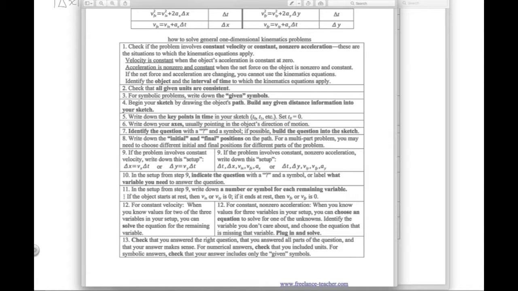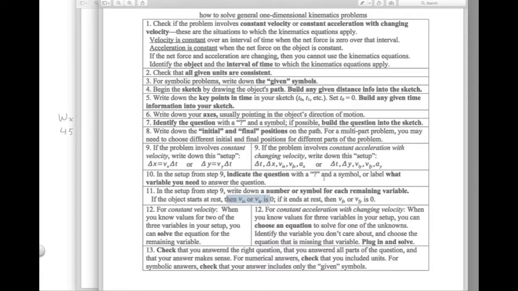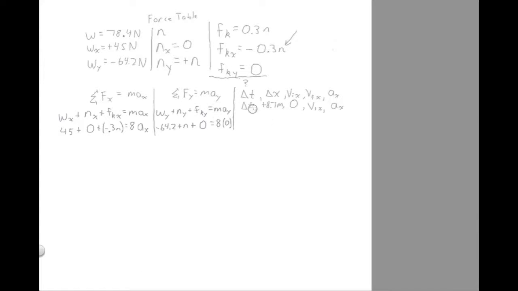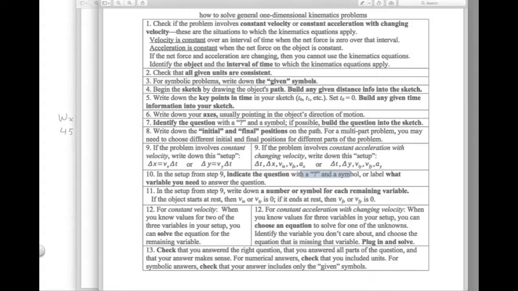Notice that we used this idea: since the object started at rest, its v initial x was 0. The problem implied that the object was starting at rest, so our v initial x was 0. And we've also completed this step. It's good, when possible, to build a question mark into your kinematics setup that indicates which of the kinematics variables the question is asking you for. So we did that here. On this problem, the question was asking us for this kinematics variable, delta t, and we built that into our kinematics setup with this question mark. That's a good step to complete for any problem where it's applicable.